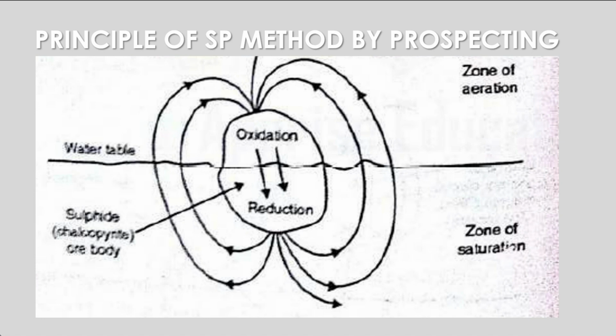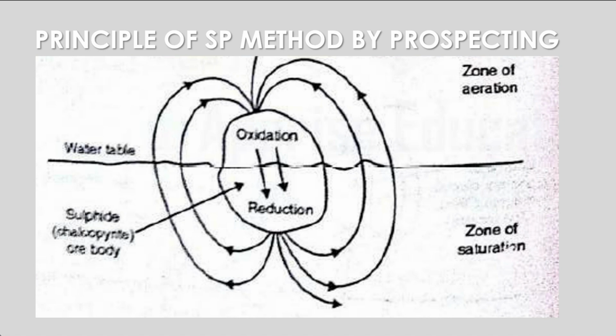It means SP loss occurs on the ground above the ore body. Imagine you're walking across the ground. Underneath, there's a layer where the ground is dry, which is the zone of aeration, and then a layer where the ground is soaked with water, which is the zone of saturation, also called the water table level. Buried within this wet zone, there's a sulfide or a chalcopyrite ore body. This is a deposit of minerals that can conduct electricity.